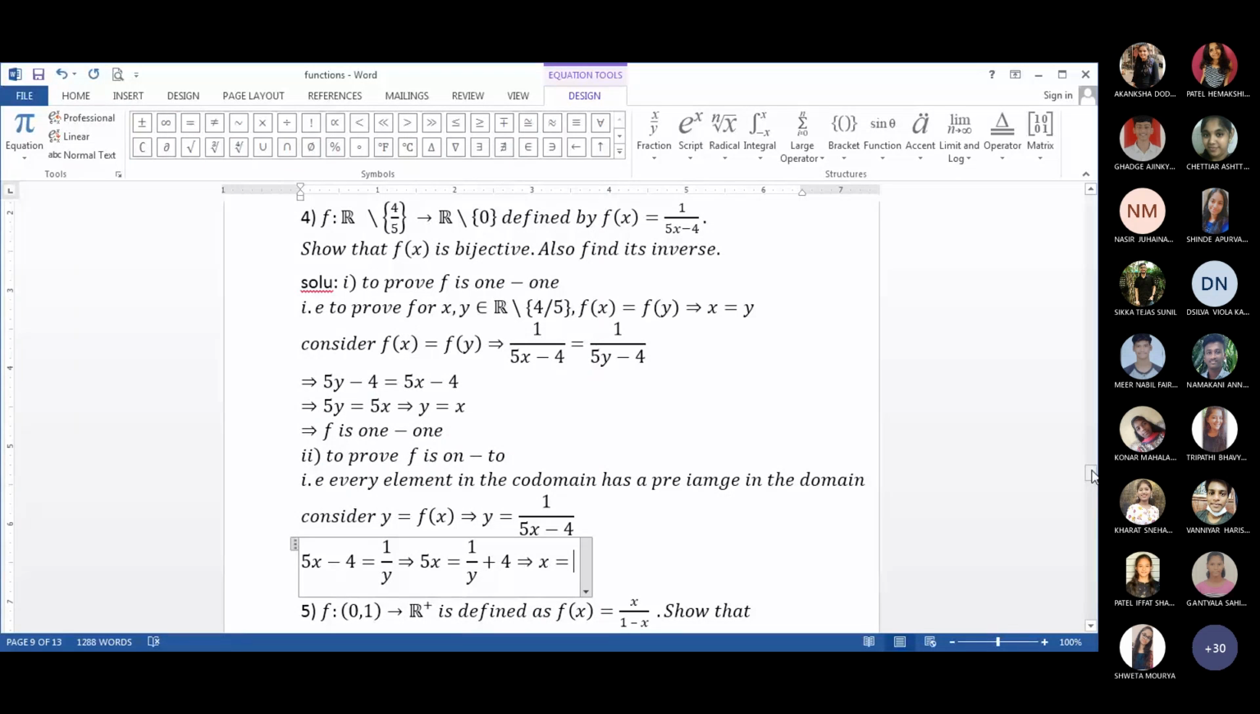4y plus 1 upon y. Okay, 1 plus 4y divided by what you said? It will be 5y, because I need the value of x. 5x is the value, so it is 1 plus 4y upon 5y. This is the expression for my x in terms of y.